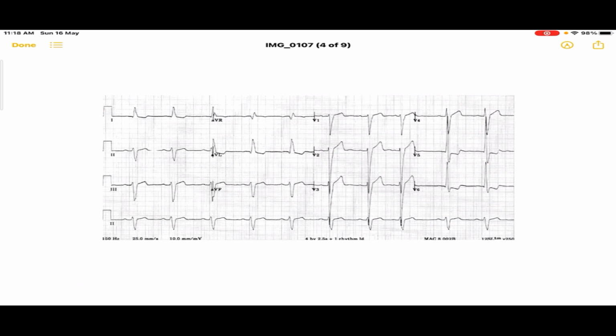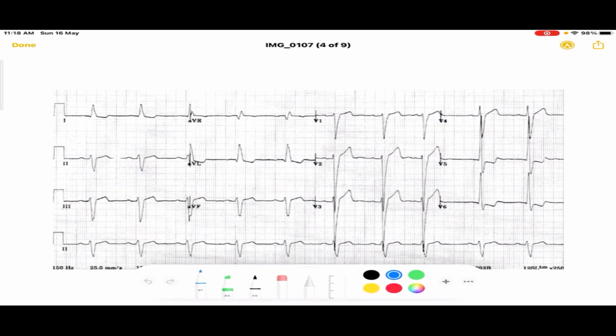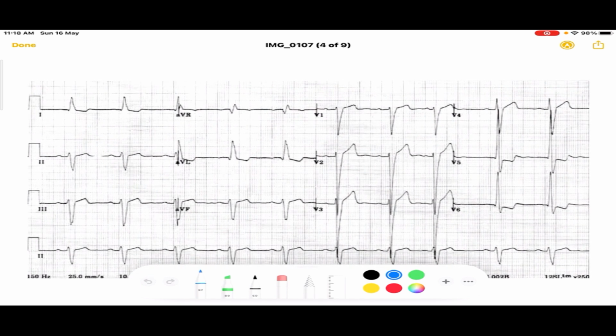So ECG images. In V1, the S wave is prominent, and in V6, the R wave is prominent. So the S wave is prominent in V1 and the R wave is prominent in V6. So it is definitely not right ventricular hypertrophy.